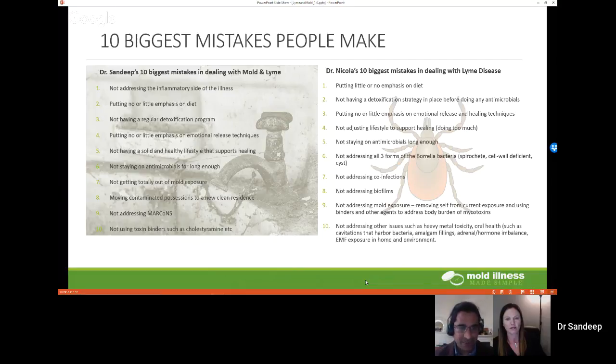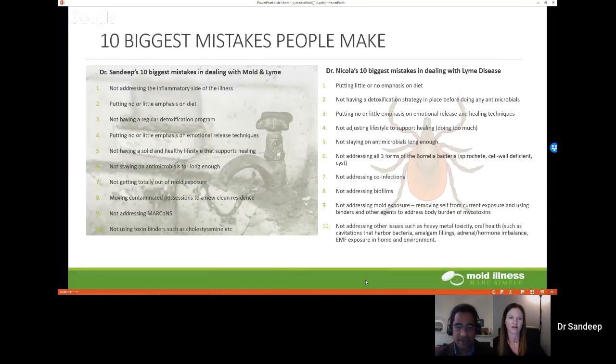Number 8, moving contaminated possessions to a new clean residence. I did it myself, as I said before, and it's a major trap. And so really it's just a knowledge piece that when you remediate or you move to a new residence, you need to make sure that any contaminated items are dealt with along the way. And that's a really important point. Otherwise, you can recontaminate your new residence.